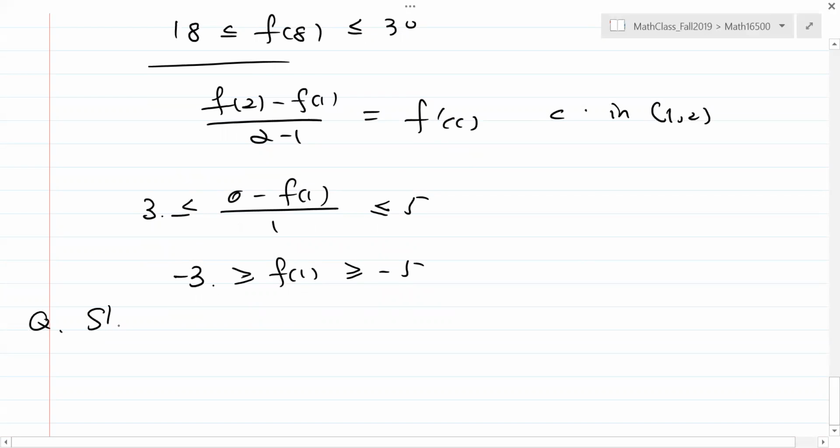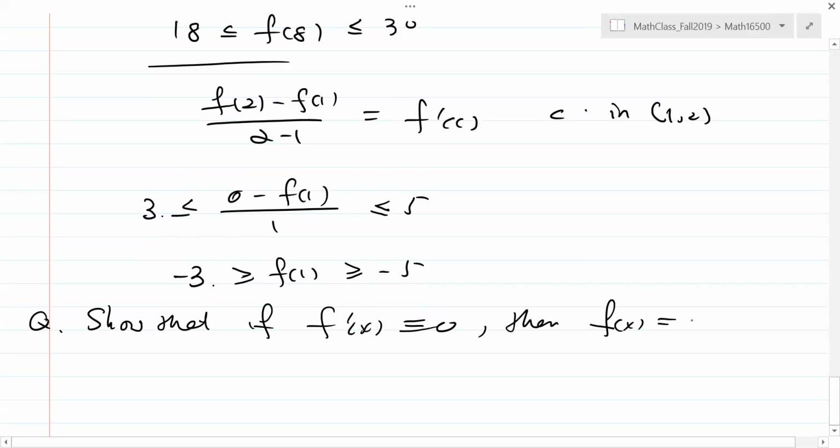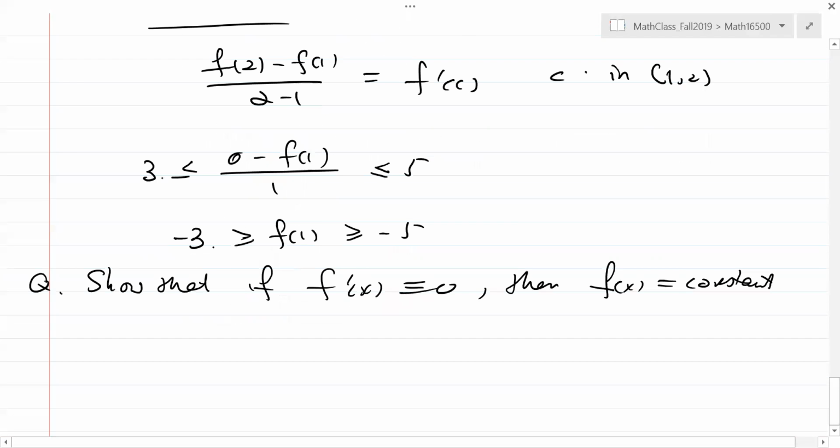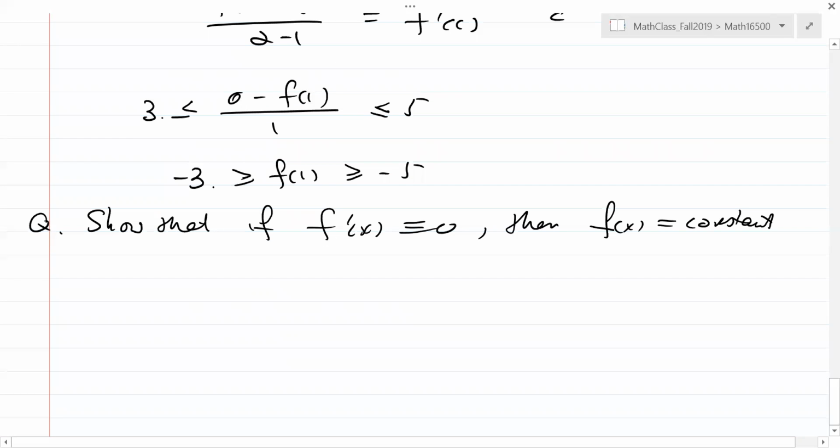Another exercise shows that if the derivative is always equal to 0, then f of x is a constant. Why? Identically zero means identically zero in some open interval I. Then the function is constant.